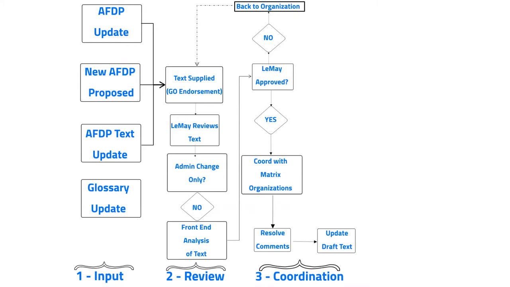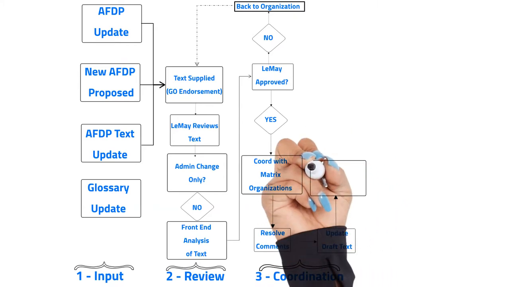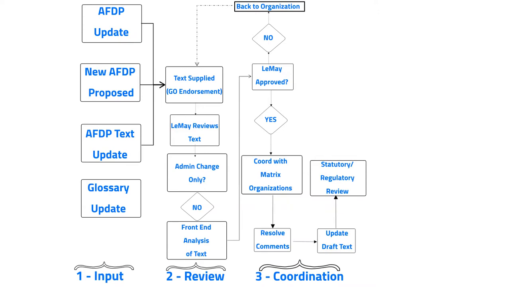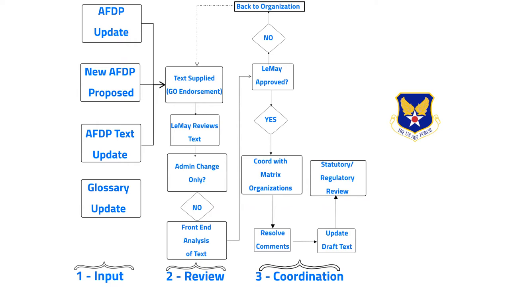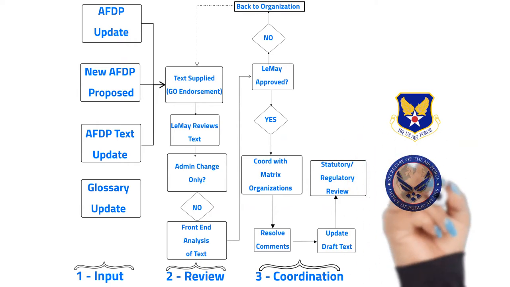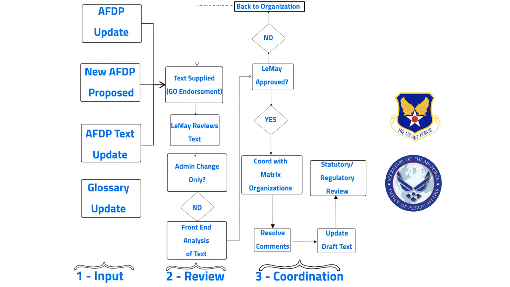with two offices. The statutory and regulatory coordination is needed with HAF-JAA. The lawyers review the text for legal sufficiency. SAF-PA, Public Affairs, reviews the text for public releasability. Once the statutory and regulatory coordination is completed, the publication is staffed for a final approval.